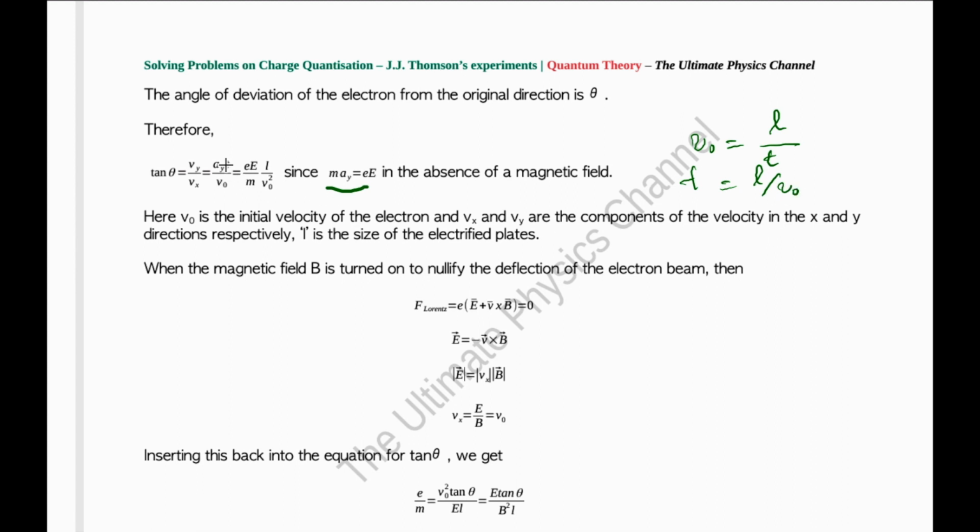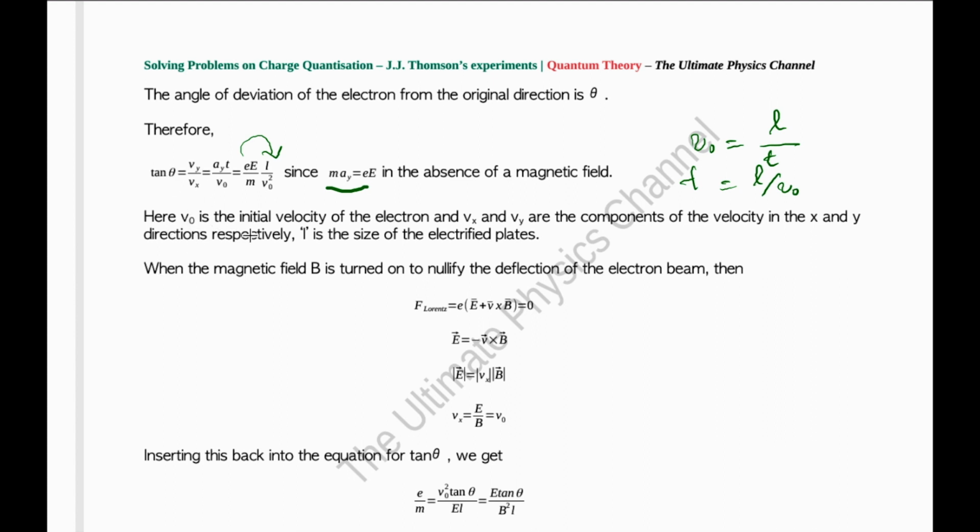So here instead of t we have substituted L over V0, and then therefore the equation gets modified as E times L over m V0 squared, because already there is a V0 and then this V0 also gets multiplied to that, therefore we have a m V0 squared in the denominator. So this is another important expression for the tangent of the angle of deviation of the electron beam.